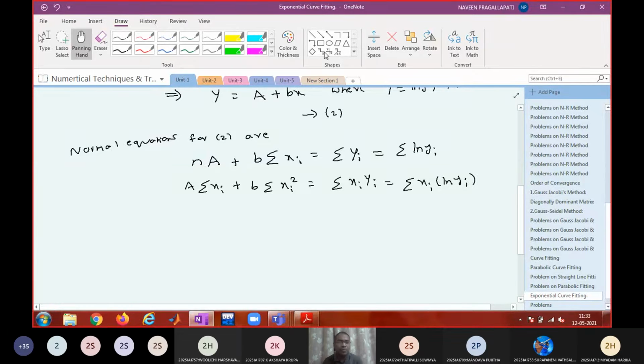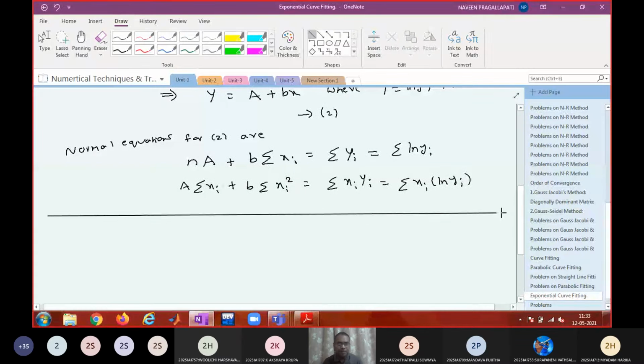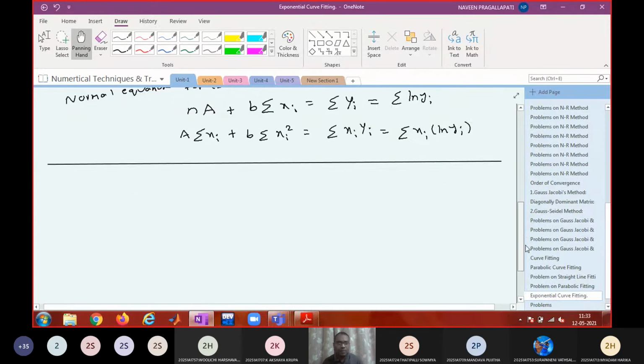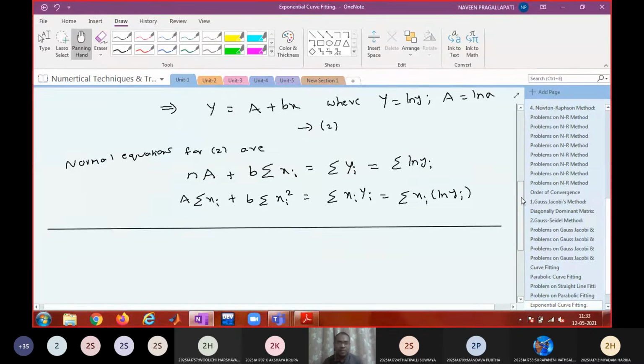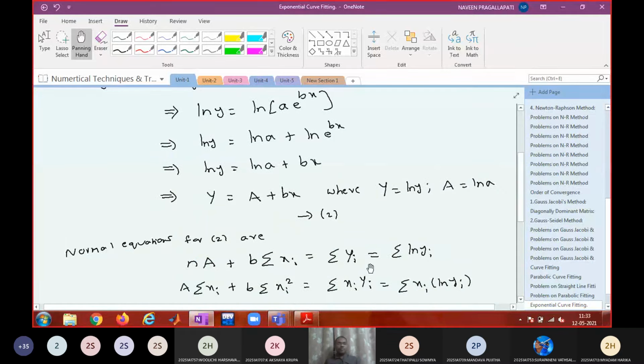Okay, so now shall we do some problems based on it? Like this, you just have to take some transformation, and then convert the given equation to one of the known equations, then write down the normal equations and again transform back.